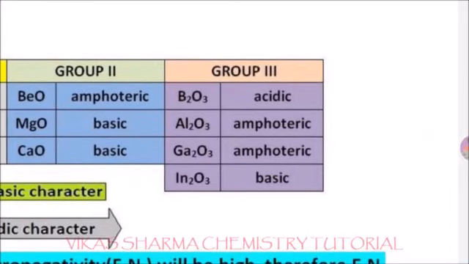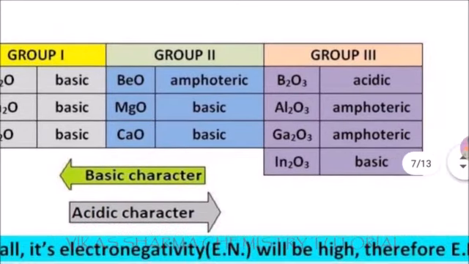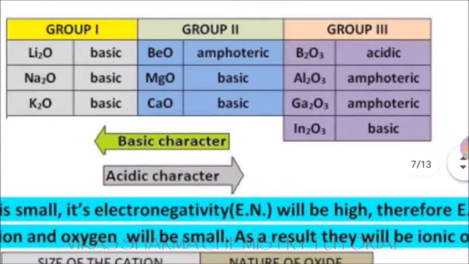Same as in group 13, B2O3 shows acidic character, Al2O3 is amphoteric, gallium oxide also shows amphoteric behavior, and indium oxide shows basic character. It means when we move top to bottom, the basic character increases.